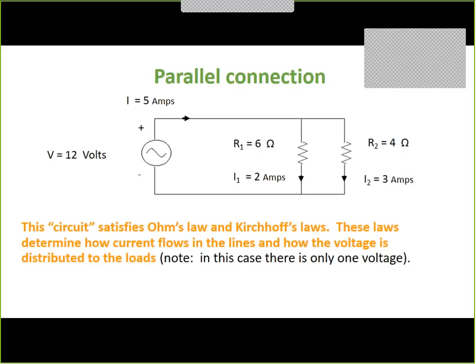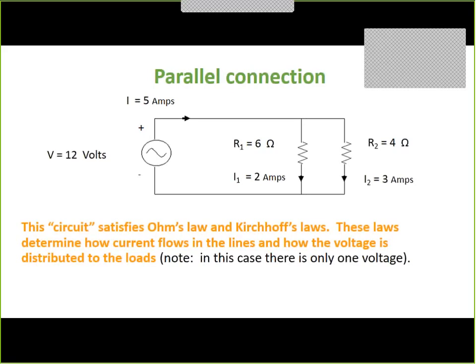Now I add another resistor in parallel, 4 ohms, and 12 over 4 is 3. So that's the current for the 4 ohm load. And Kirchhoff's current law says that the 2 plus 3 equals 5, the total current in that parallel combination. So this circuit satisfies Ohm's law and Kirchhoff's laws. And they determine how the current flows in the lines and how the voltage is distributed around the grid.